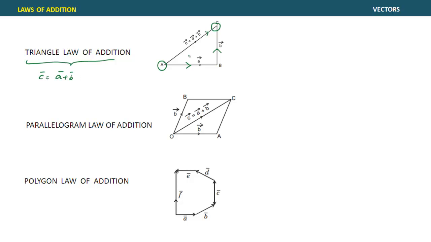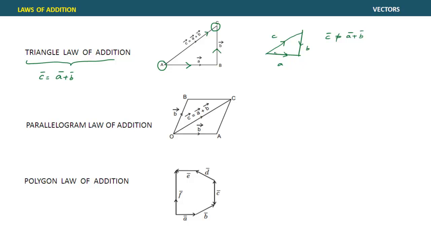Mind that in vectors, the direction is very important. If somebody comes and draws this diagram and says that the arrow is something like this, whereas A, B and C remain the same, then notice that here C will not be equal to A plus B. So keep this in mind. Arrows are very important.